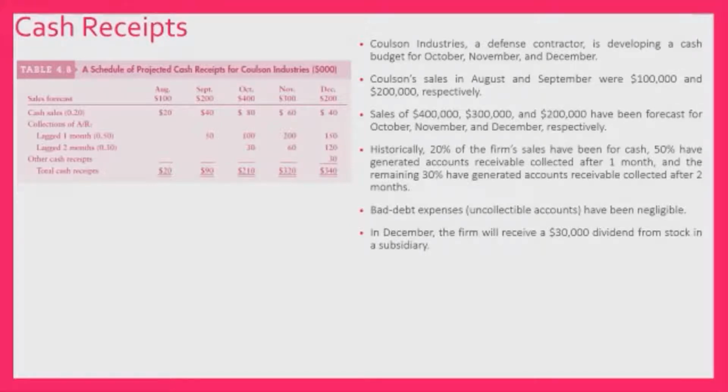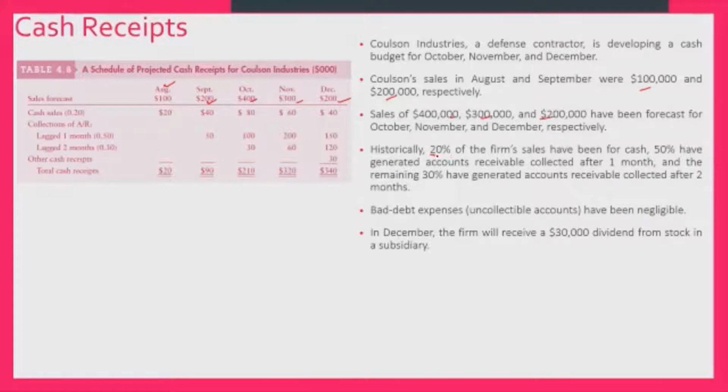So the schedule just starts with the sales forecast. Let's put the figures down: August, September, October, November, December. August, 100,000. September, 200,000. So we have that in. Sales of 400, 300, and 200,000 have been forecast for October, November, December. So we write that down: 400 October, 300 November, 200 December.